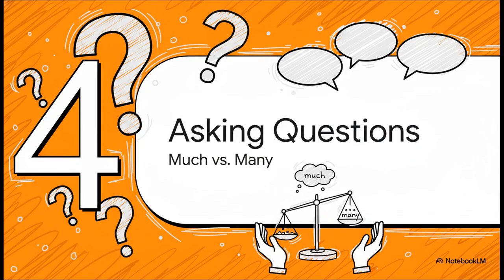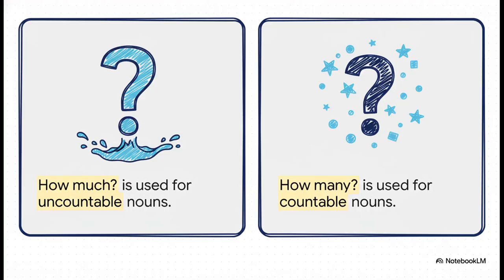Okay, cool. So we've got the basic rule down. But how does this actually play out in the real world? Well, let's look at how it works when you're asking a question. This is so simple. The rule just follows you right into the question itself. If it's uncountable, you ask how much. And if it's something you can count, you ask how many.